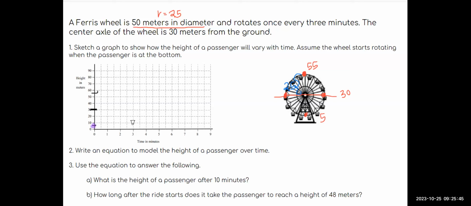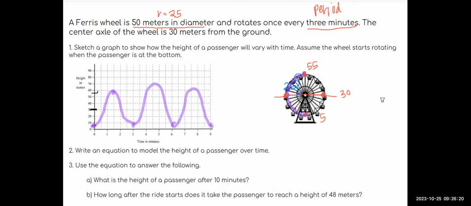3 minutes. So after 3 minutes, good, Devin, we're back at the bottom of the wheel. And that is the period of the function. So we know it's going to take half the time to get to the top. So half of 3 is 1.5. And so here's our first cycle. And then it would just repeat, right? After another 3 minutes, and then another 3 minutes, and it repeats.